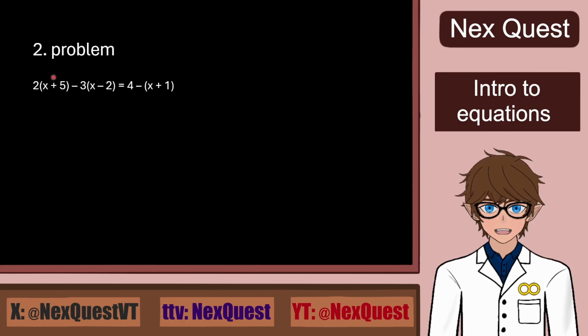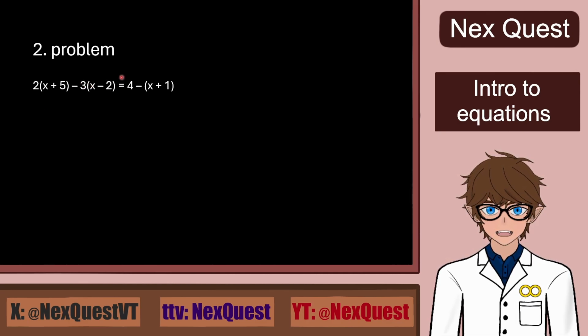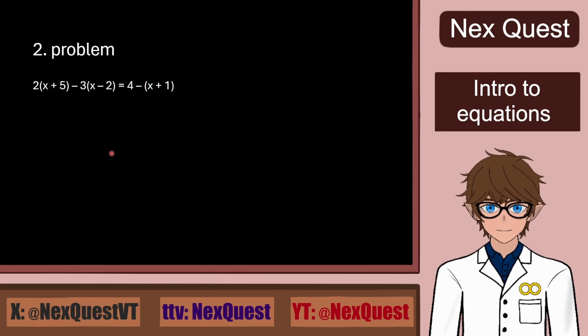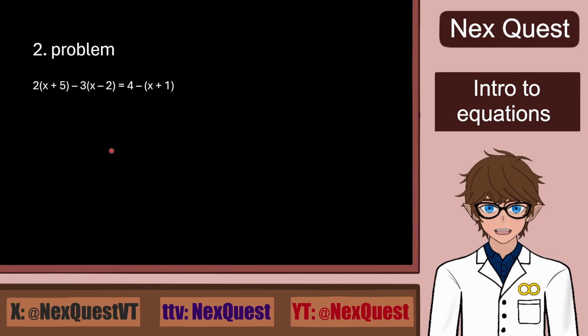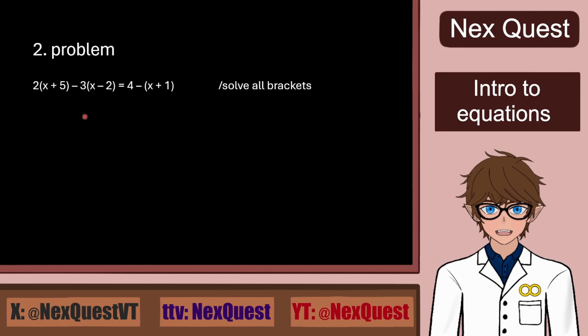So we would first solve the first one and copy the rest of it. And then in the next line, we would solve the second one and copy the rest. And in the third line, we would solve the third one and copy the rest. And after that, we would solve it all. But I'm just gonna go one by one in the same line, so you can see it without taking up too much space. So we have to solve all the brackets.